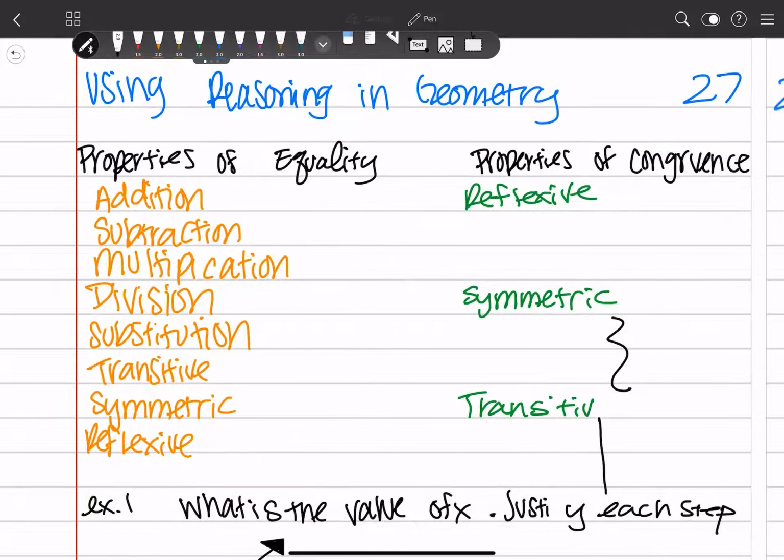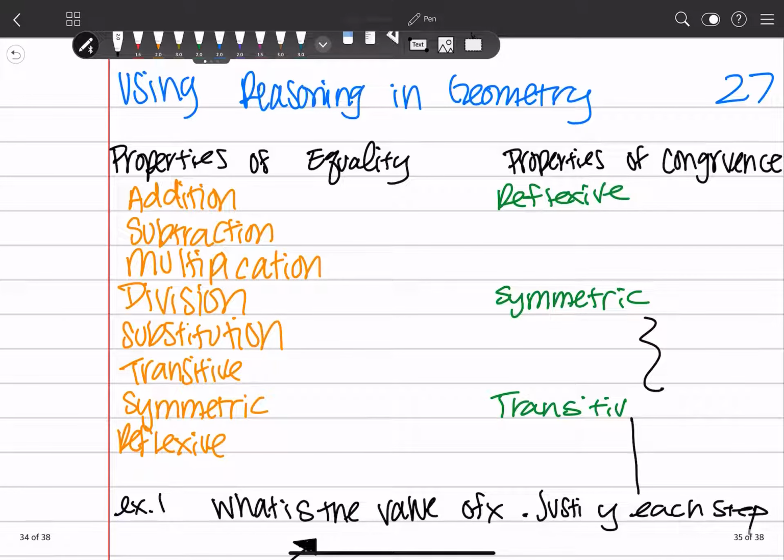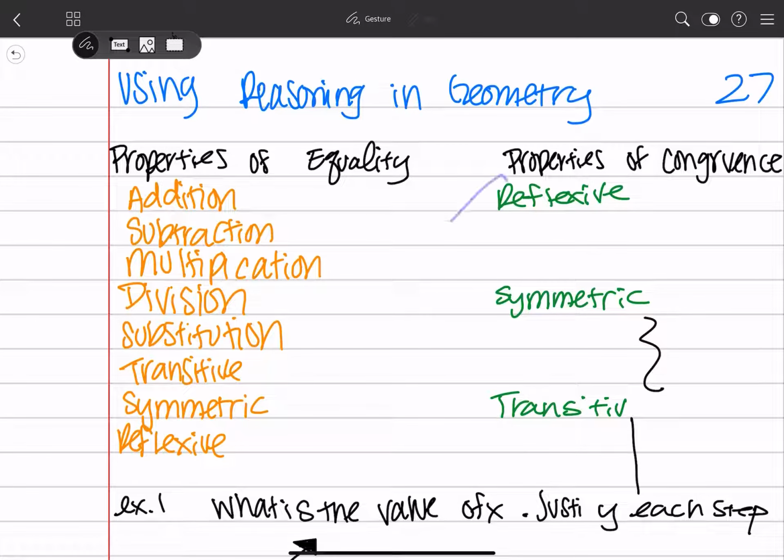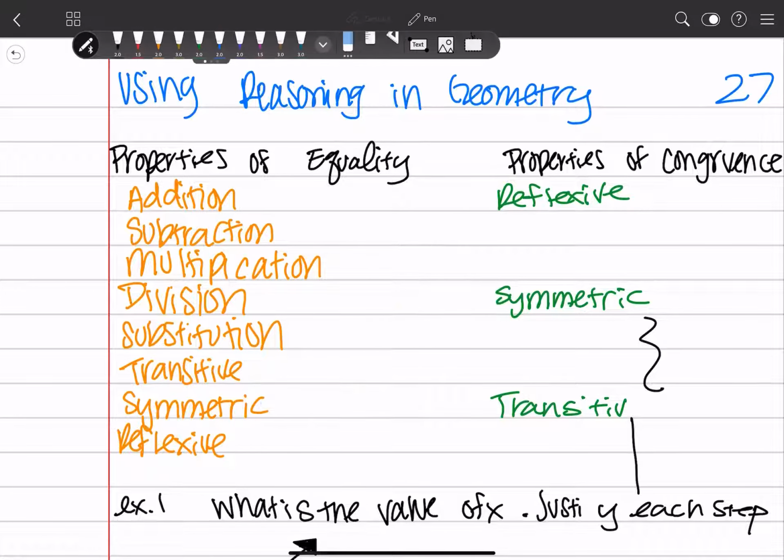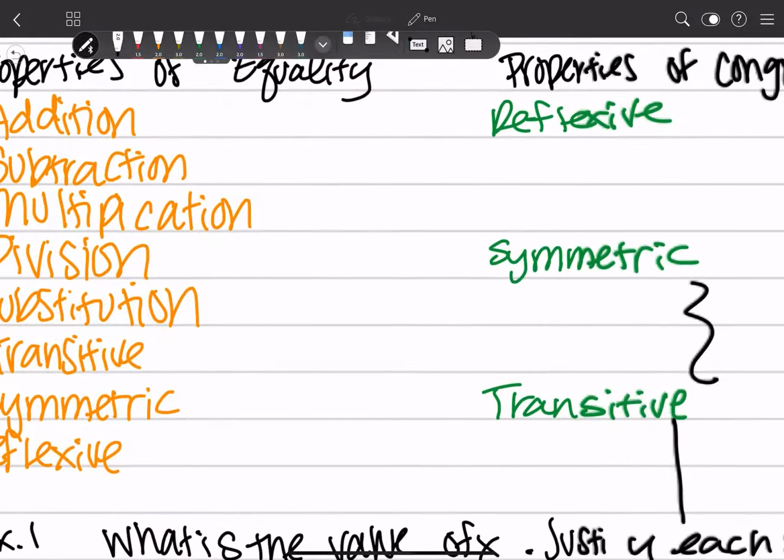And notice our properties of congruence here. They're actually very similarly named to the ones that we have right here. So for example, reflexive, symmetric, and transitive. These are all the same name. Now, the transitive property, of course, it's a little bit different when you apply it to, for example, segments or angles. So let's talk about the reflexive property, right?